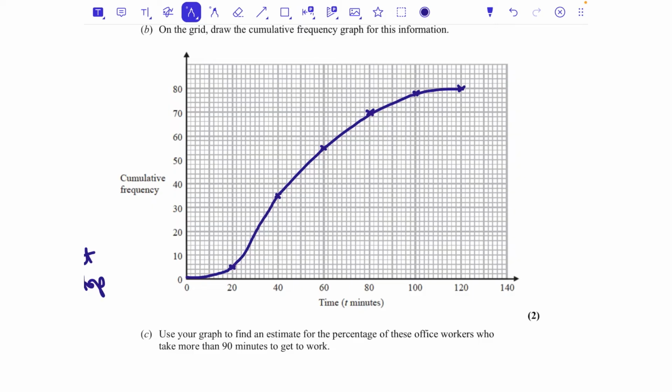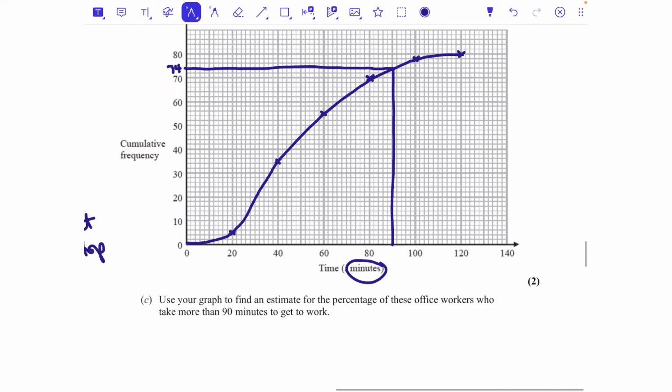Here we've been asked to find how many office workers took more than 90 minutes. So I'm going to go to 90 minutes. This side is minutes. And I'm going to go up to my graph, hit the graph and go across. And it gets me 74. Now your answer might be slightly different, but that's okay. Should be about that though, shouldn't be too far out.